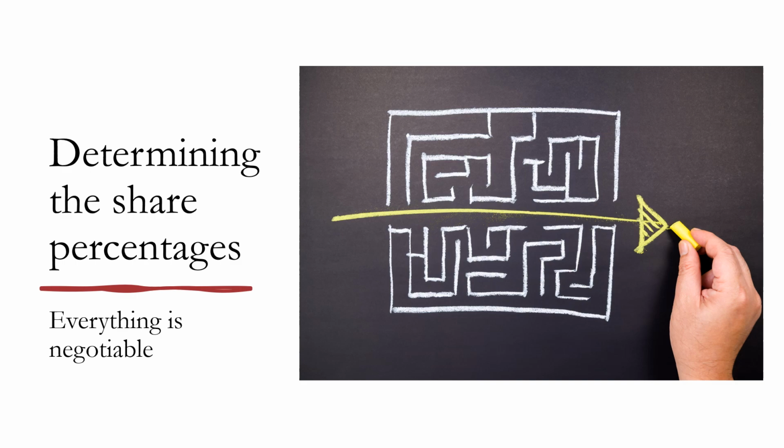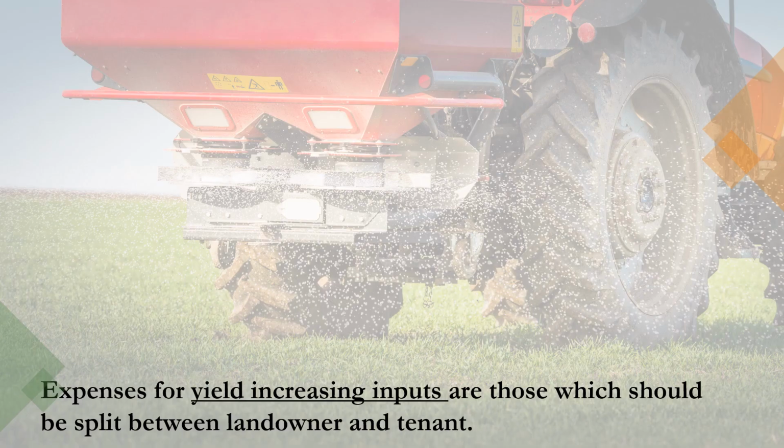The landowner contributes the land. The tenant is fully responsible for some expenses, such as labor and equipment. Several, but not necessarily all, other input expenses are split between the property owner and tenant. Any input expense can be shared between property owner and tenant. Yield-increasing input costs should be shared between both the landowner and tenant.